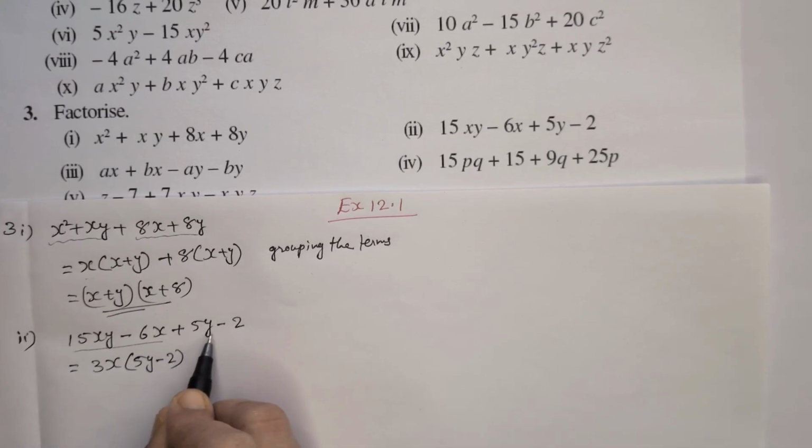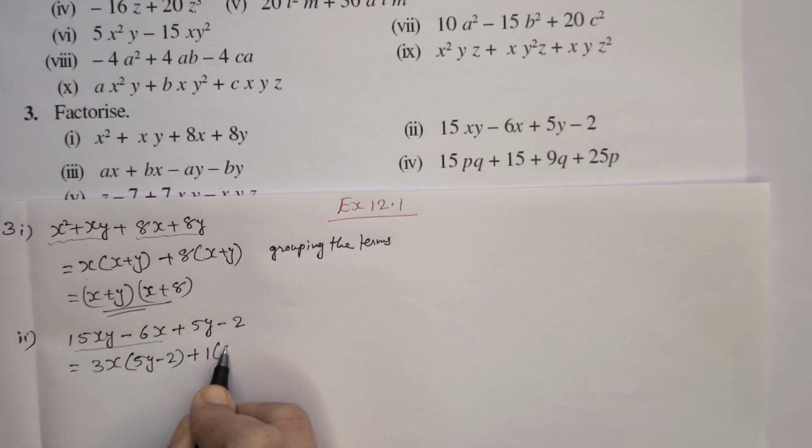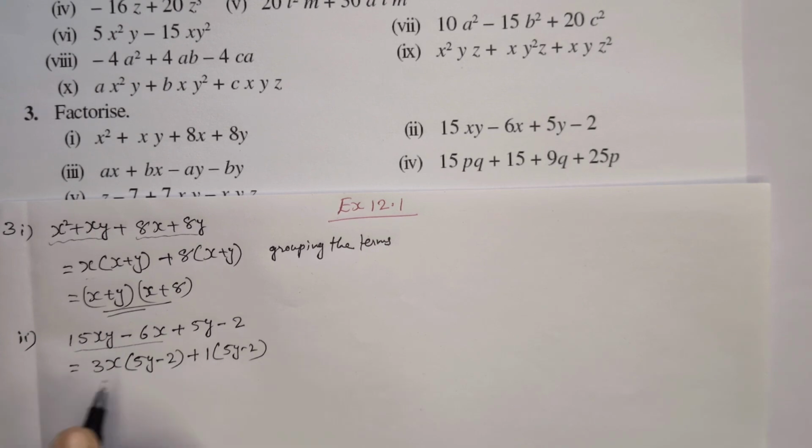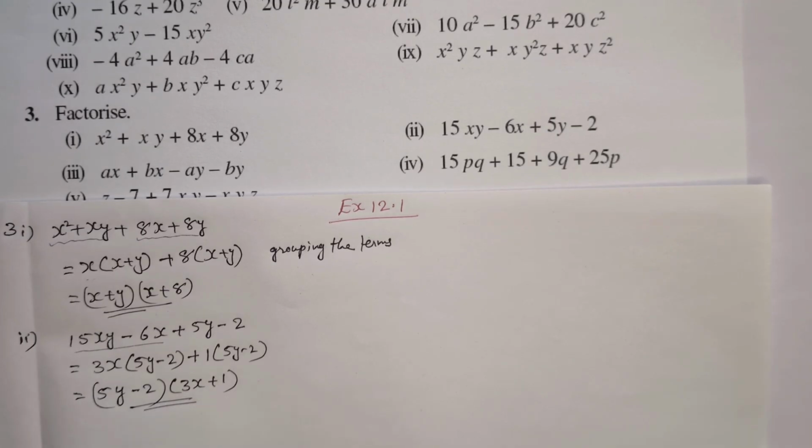Same way here 5y minus 2 is already there. So there is no other number, which means 1 is the common factor. 1 into 5y minus 2. This bracket 5y minus 2 we can take as common. Then the remaining terms from each term, 3x plus 1. This is the factorized form.